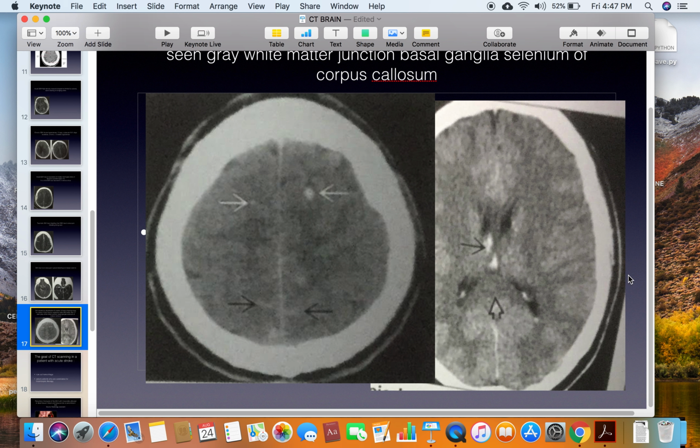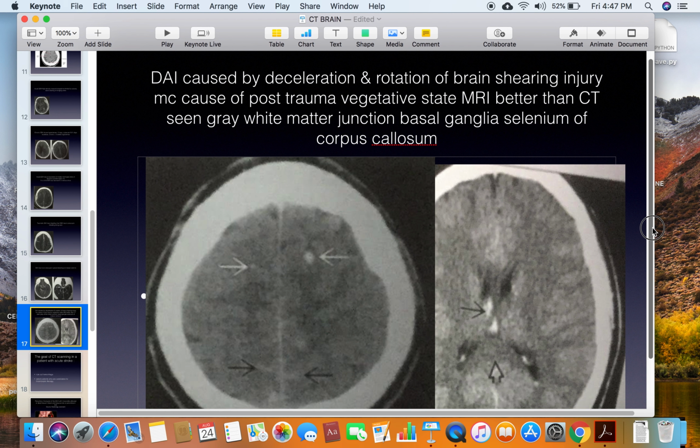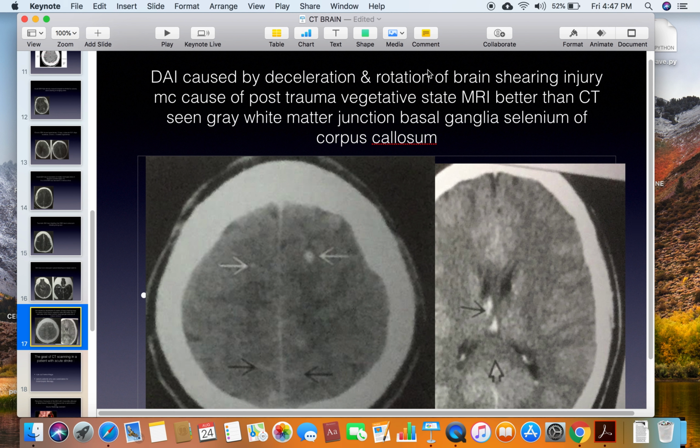I want to introduce another entity called diffuse axonal injury, which is caused by deceleration and rotation of the brain. These are shearing injuries, and this is the most common cause of post-traumatic vegetative state. In other words, the patient either does not recover after head injury or is in a prolonged vegetative status. MRI is better than CT scan in diagnosing DAI, or diffuse axonal injury, and it is typically seen at the junction of the gray matter and white matter, also in the basal ganglia and the splenium of the corpus callosum.